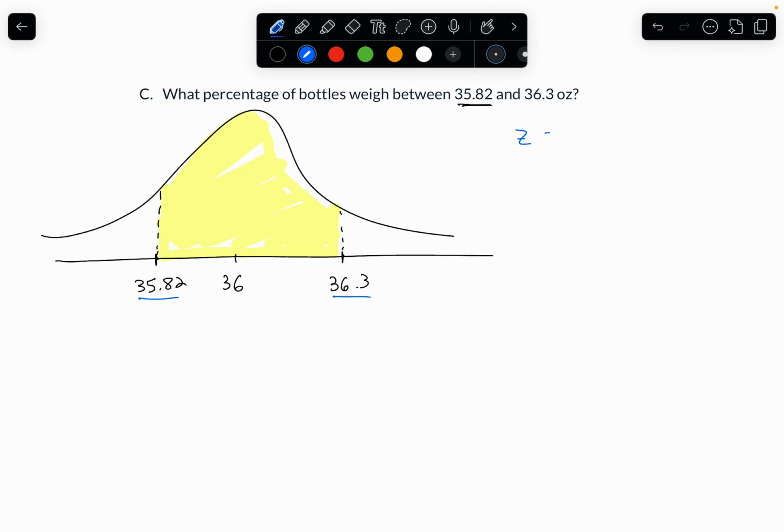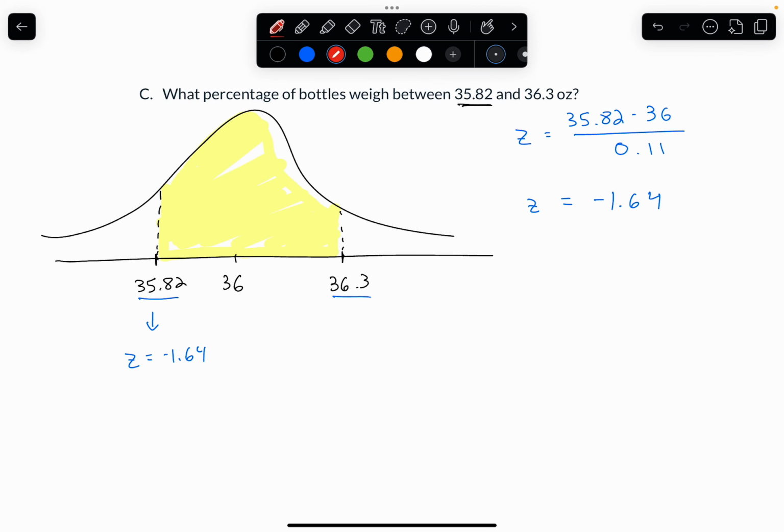So first of all, z equals 35.82 minus my mean, 36, divided by our standard deviation. We said that was 0.11. So (35.82 minus 36) over 0.11 gives me negative 1.636 repeating, so that would be negative 1.64 rounded to 2 decimal places. So this corresponds to z equals negative 1.64.